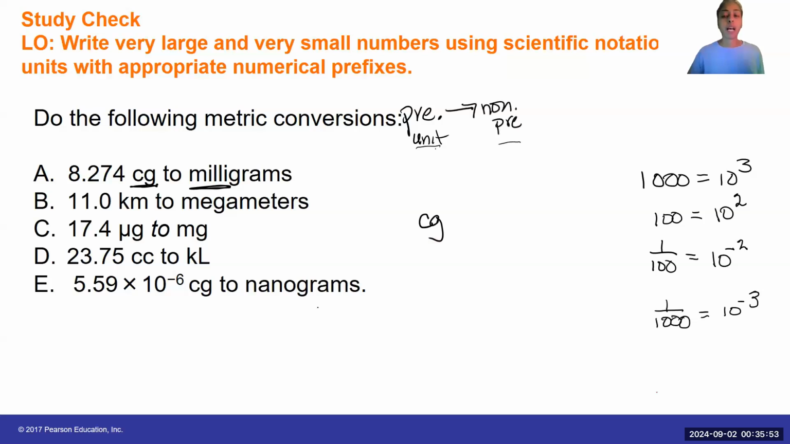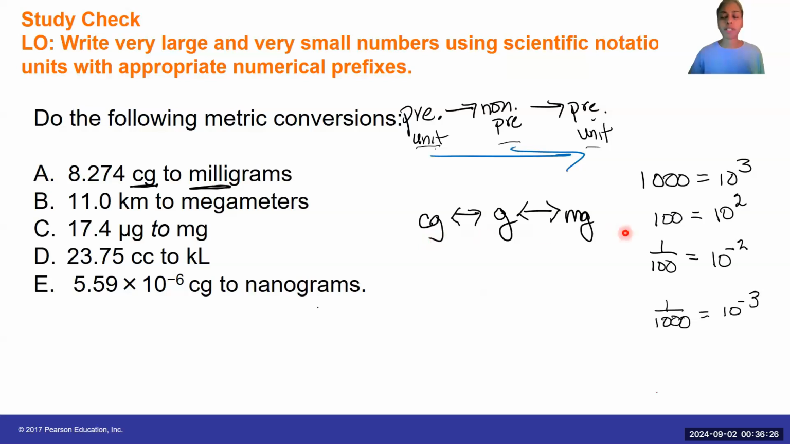Then we get to the non-prefixed unit, which is grams. And then we will go to the next prefixed unit. Now, remember, the gram is the base unit, same as the liter is the base unit. The meter is a base unit, and it has no prefix in it. So what if I wanted to go from centigrams to milligrams? Centigrams is a small unit going to an even smaller unit. So what if I wanted to go from this direction to the next?